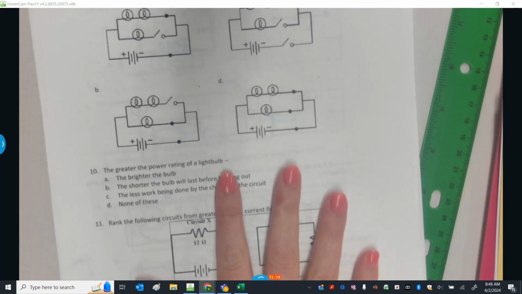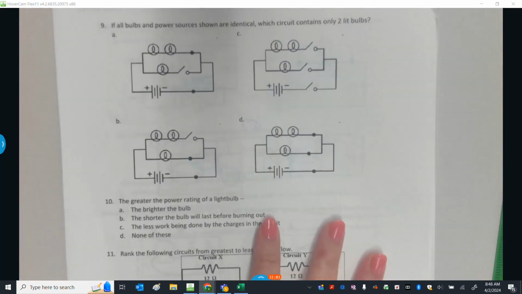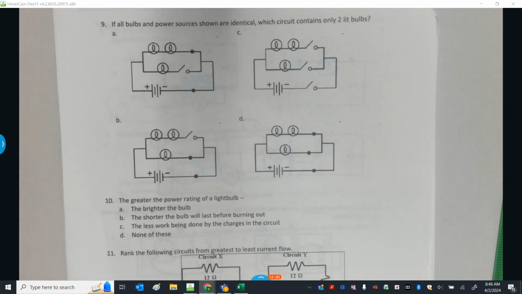Question number 9 on Form A looks like this. So again, find that diagram on your paper. It says, if all bulbs and power sources shown are identical, which circuit contains only 2 lit bulbs? And guys, y'all did the same thing my last class did. Every single person got it right. So nobody missed this in my first 2 classes. I didn't look at 4th yet. But again, that just means y'all did well with it.